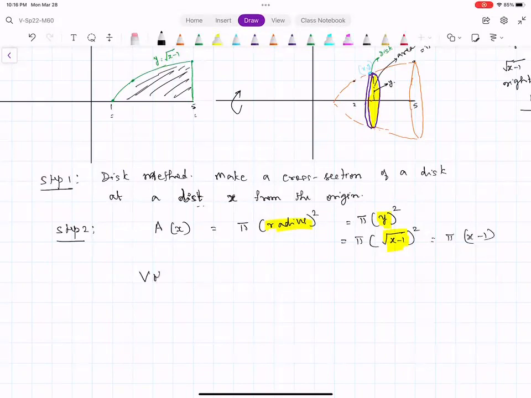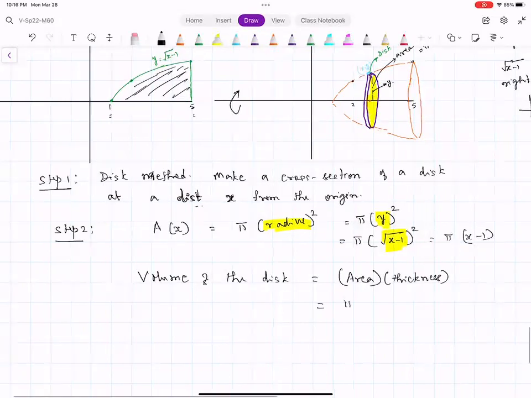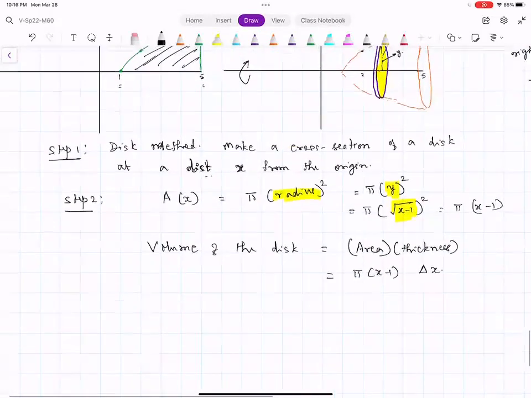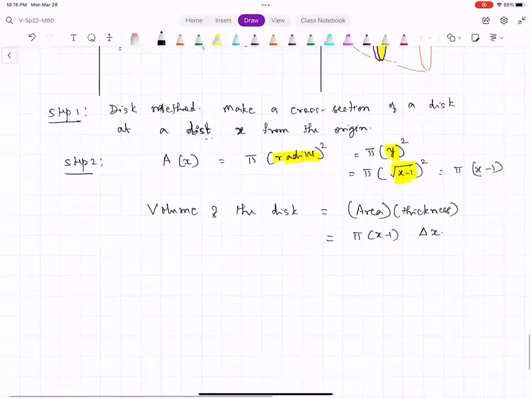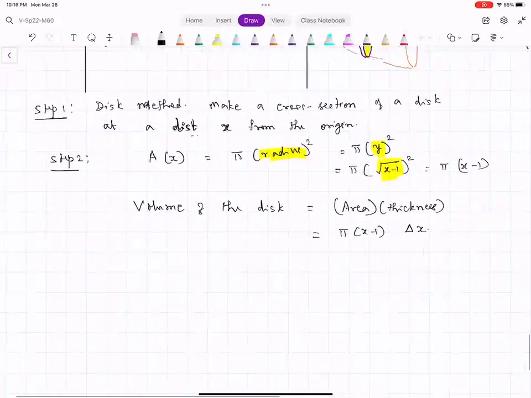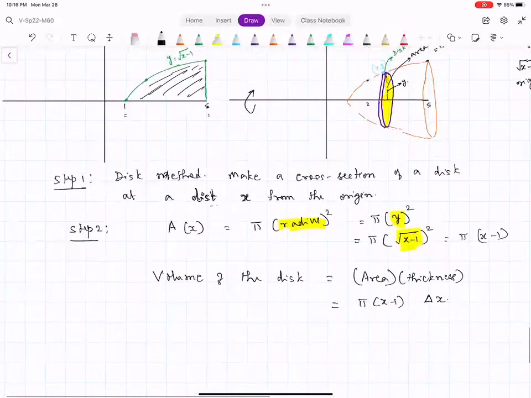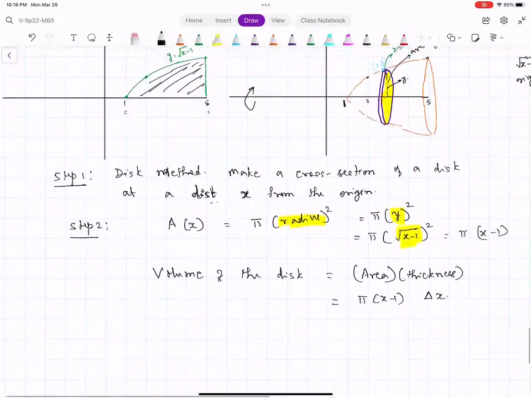Now, what is the volume of the disk? Area times thickness. What is the area? Pi times x minus 1. Thickness is delta x. This is for the sample disk at a distance x from the origin. We are going to do this for all the disks running from 1 through 5.